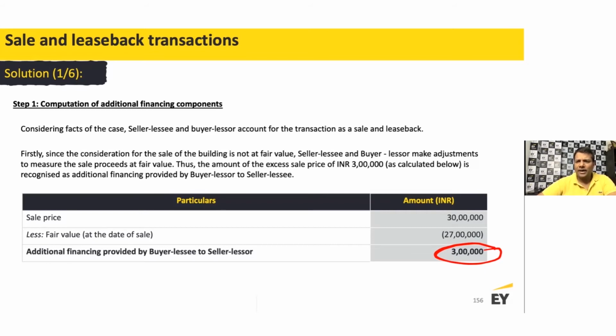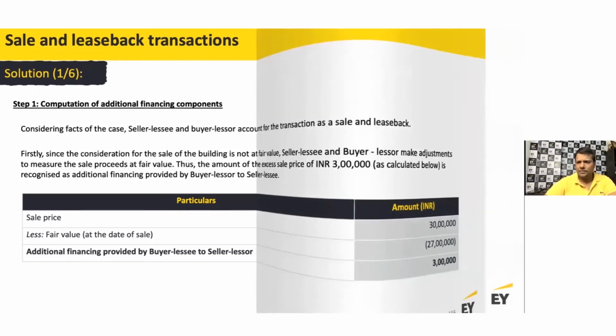So my sale value should have been 27, but it is actually 30 here. So I'm going to say this 3 lakh rupees is the additional financing component. That's my step one. Fairly simple, right?